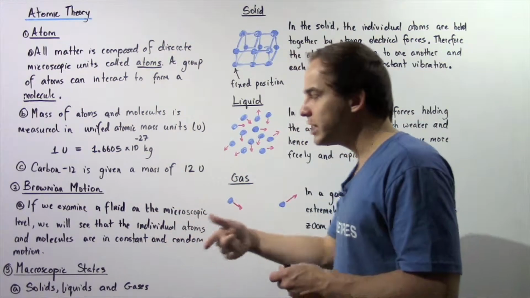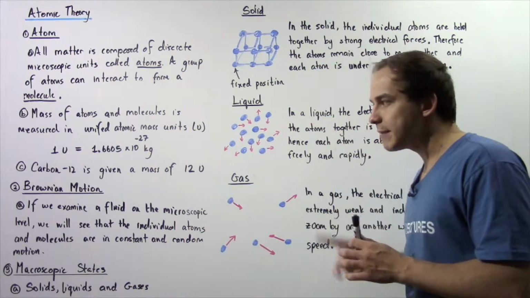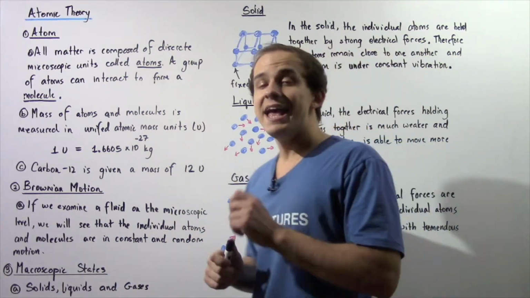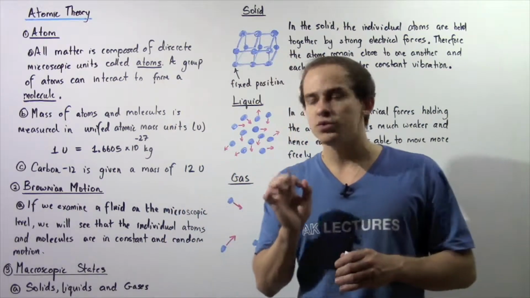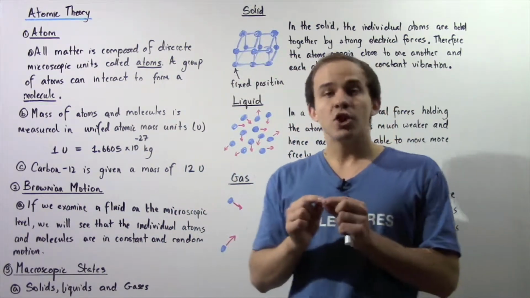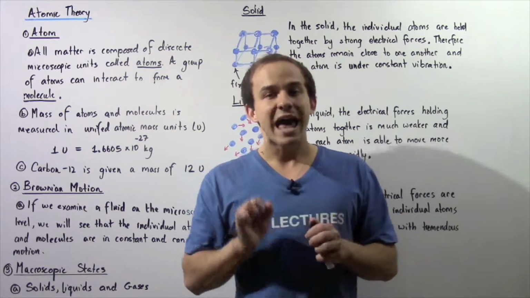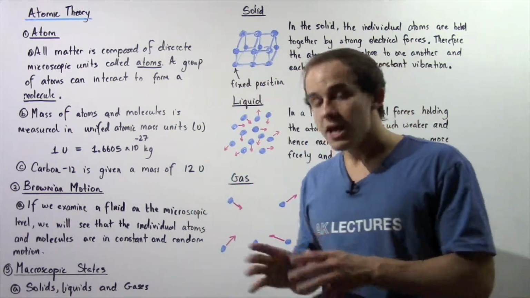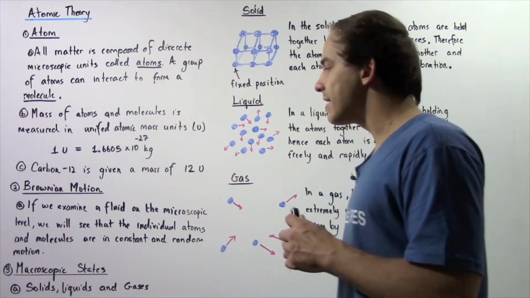Now, Brownian motion is a very useful concept. In fact, Albert Einstein in 1905 used this concept to essentially determine the radius and diameter of an atom, as well as estimate the mass of a single atom.